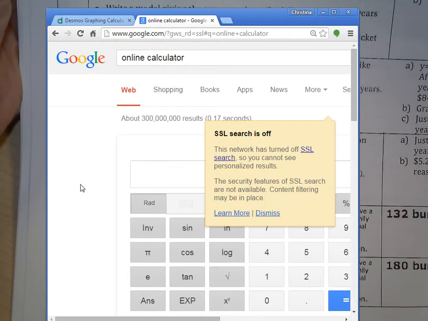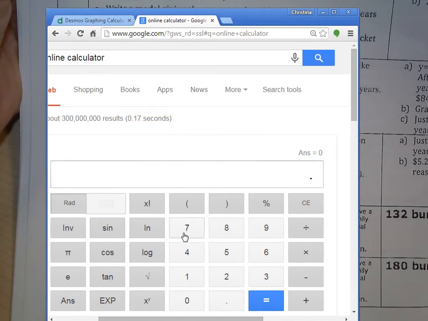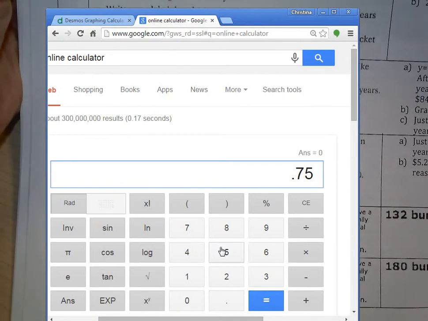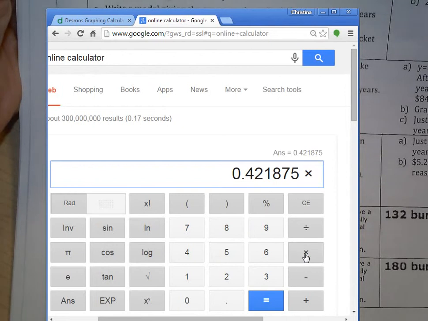So I have 0.75 to the t. So I'm going to say always do the exponent first. So 0.75, and my t is 3 years. So I'm going to set my exponent to 3 years. So this XY button means exponent, 3 years, equals. So I did the exponent first, and now I'm going to multiply by 200. So times 200, my initial value, and I get 84.375.